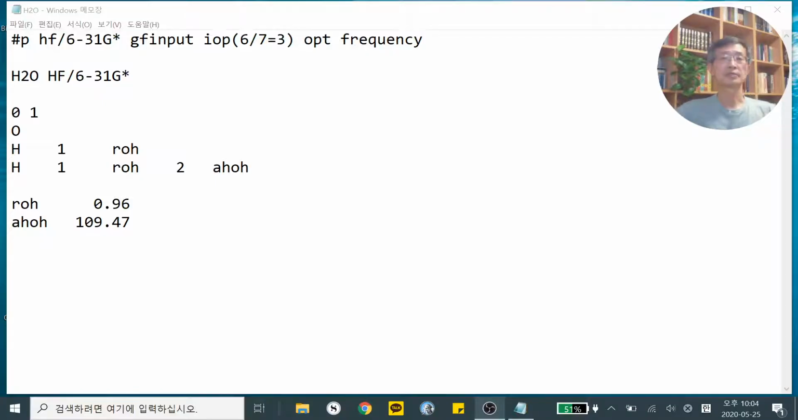So let me prepare for that. Okay, bring up some example just here. So this is one input file for the Gaussian package.